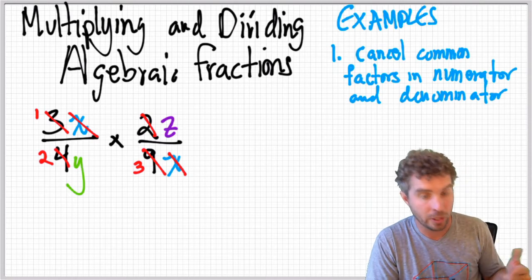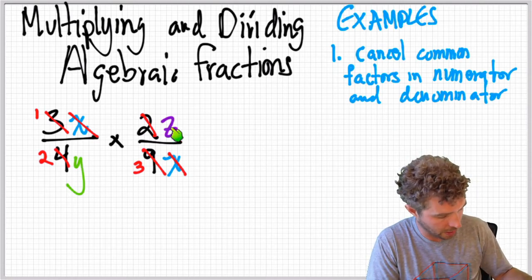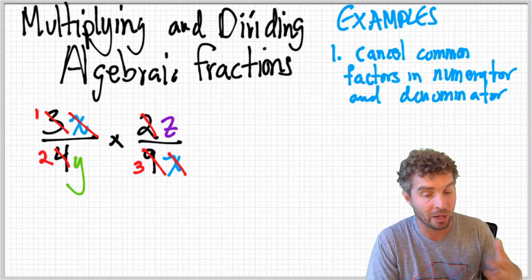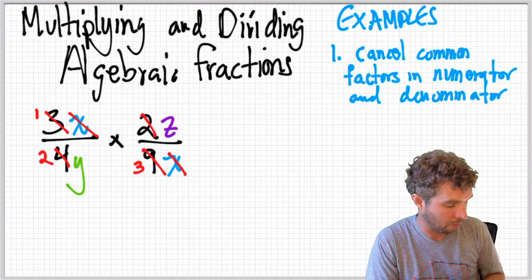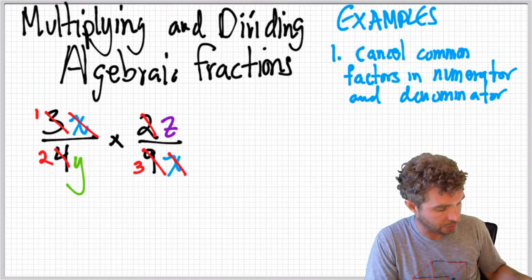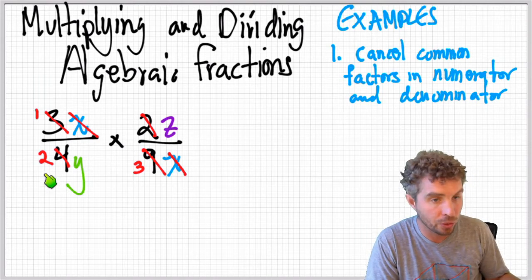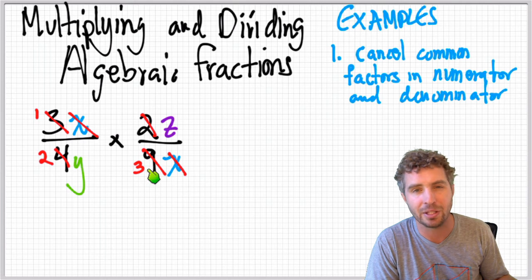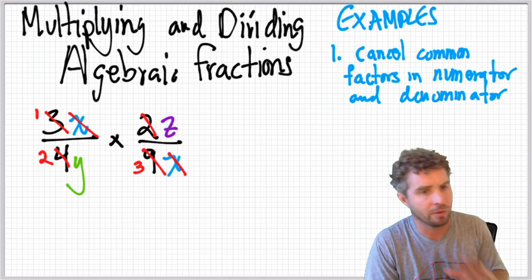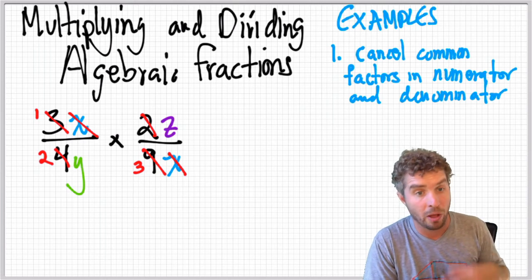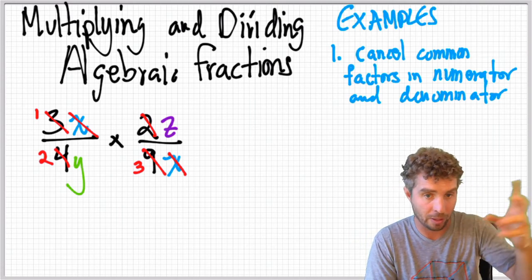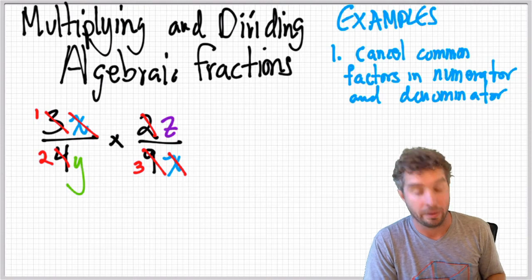Now, the only things we haven't really touched are the z and the y, but they're different, and there's no other z, there's no other y. And let's just check, if we look at the 2, there's nothing left that's divisible by 2 on top, and there's a 3 down here, and there's nothing that's divisible by 3 either in the rest of the problem. So we have canceled all the common factors from the numerators and denominators. We've done that first step.